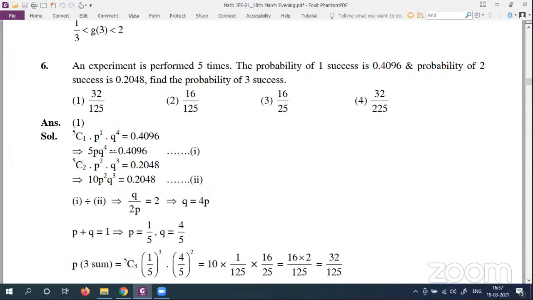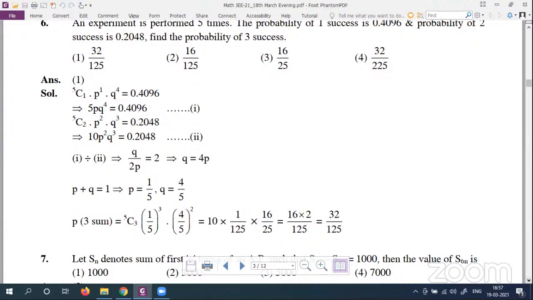Now, using that we have two equations and two unknowns. So solving these two equations for the two given terms, we can get the values of P and Q. So we got P as 1 by 5 and Q as 4 by 5. Once you get the values of P and Q, you can find the probability of the success. Right? So once you get the idea, this becomes a simple question to solve.